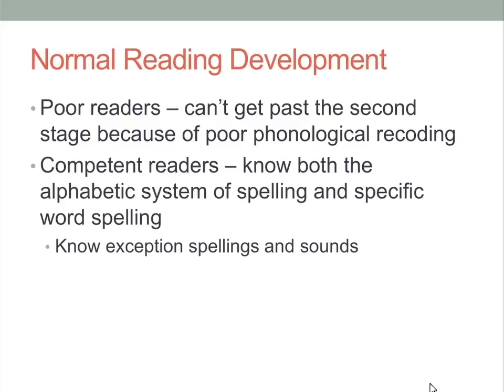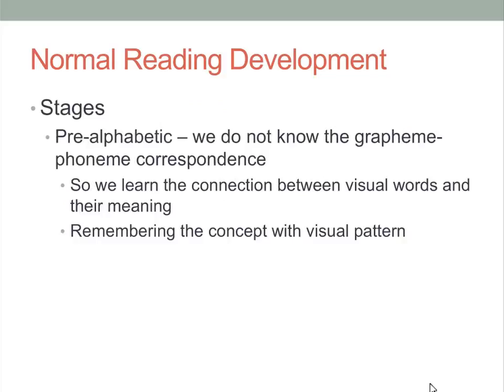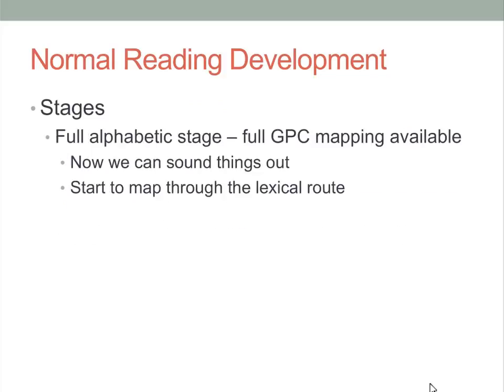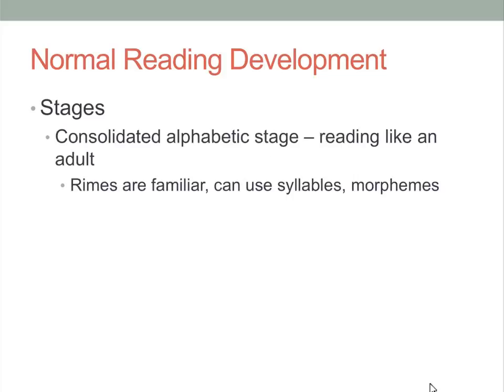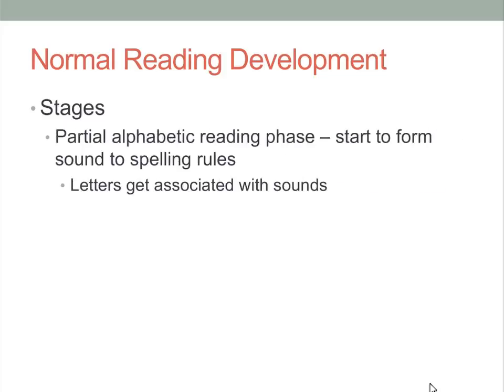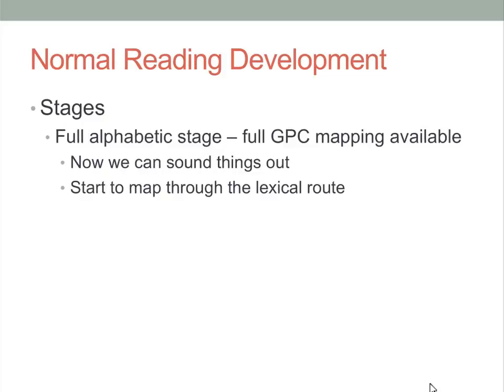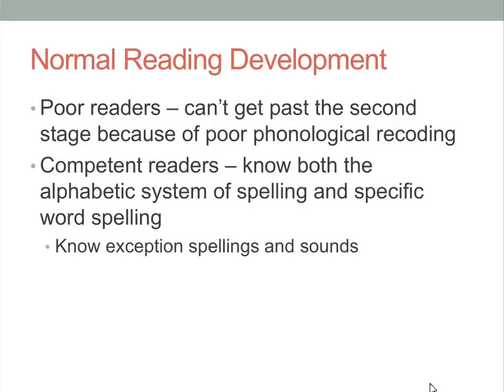So as we're going through normal reading development, poor readers have a real hard time getting past the second stage. There were four stages here: pre-alphabetic, partial alphabetic, full alphabetic, so our GPC route, and then consolidated, where we stop using the GPC quite so much. And so poor readers get stuck at this partial alphabetic stage. So those sound-to-spelling rules just never really totally consolidate into one giant map of the language. Competent readers understand that alphabetic system of sounds and specific word spellings and their exceptions. And so this is where you have people who understand sort of both routes.